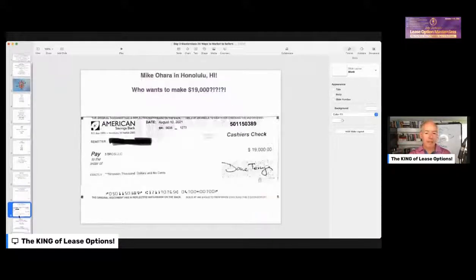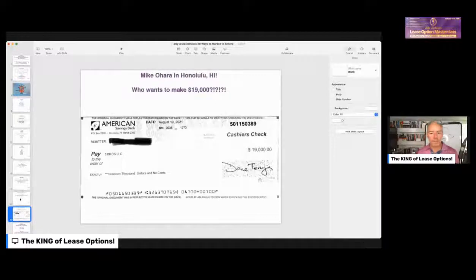And then tonight, Mike O'Hara in Honolulu, Hawaii did a lease option in Hawaii for $19,000. And some of you may be going, what? No, John, there's no way you could do a lease option in Hawaii. No way. You're lying. You got to be lying, John. Hawaii, it's gorgeous. It's beautiful. Everything's so expensive there. How can you do a lease option there?